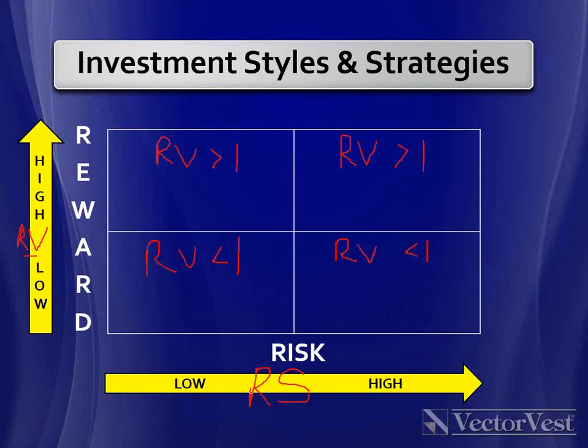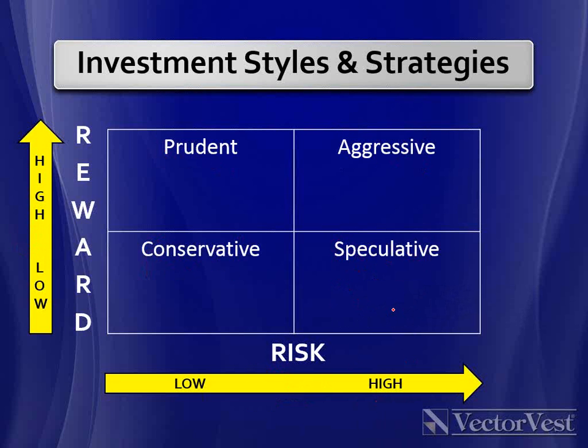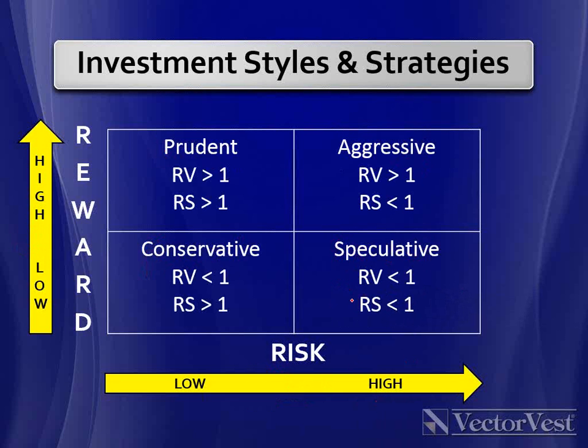Now this is one where people get tripped up a little bit. If something has high risk, its relative safety is going to be less than 1, right? Relative safety less than 1 has high risk. So instead of having me draw all this on here, let me fill these in. So we've got all the RVs filled in and all the RSs filled in.